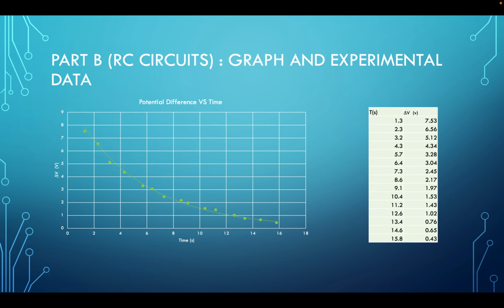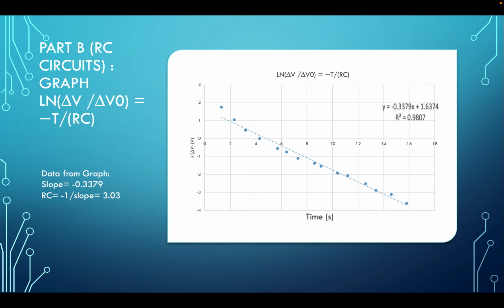On the right, we have a table with all of our experimental data that we got from our simulation. And on the left is the graph of the raw data from our experimental data. Then we take the ln of it to linearize the whole function and get a negative linear line. And we get time versus the ln of the change of potential difference.